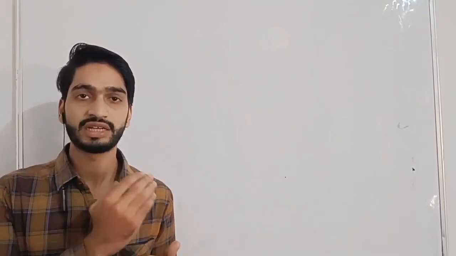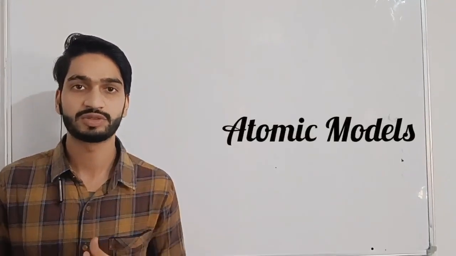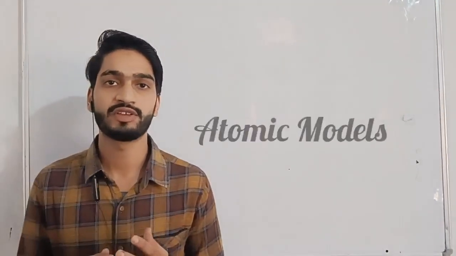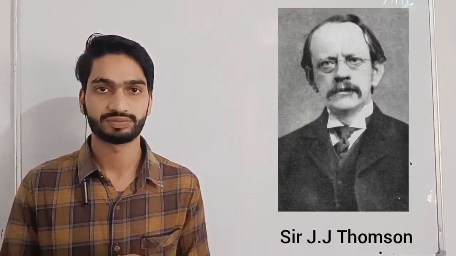This is the present structure of atom that we are studying today, but it did not look like this in history. For earlier models, we have to go back to the 18th and 19th century. The first atomic model was given by Sir J.J. Thomson.